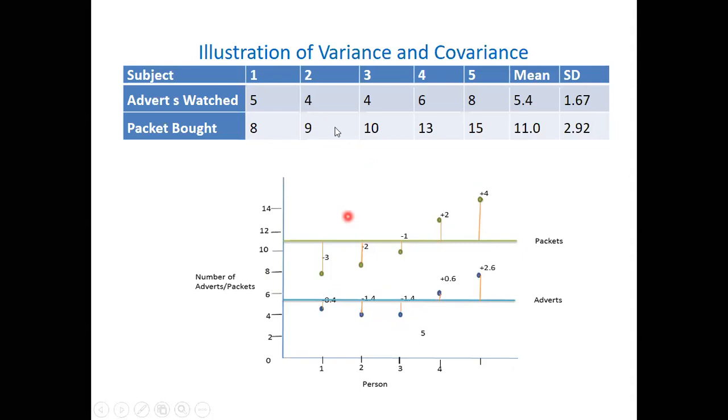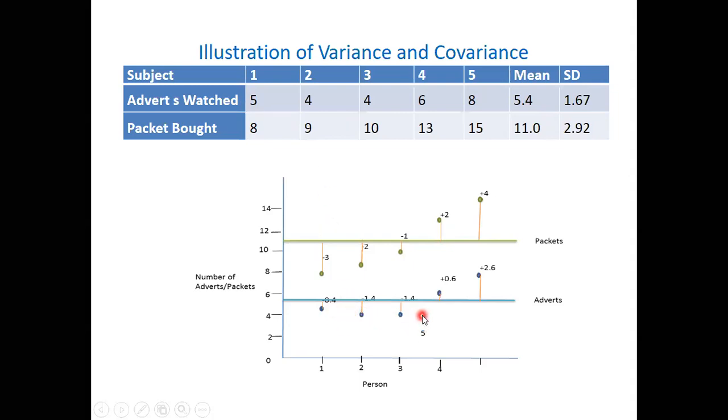So of course, for the first 3 advert watch, the values 5, 4, 4 are below the mean, which is 5.4. That is why you can see how they are below. So what you are seeing there is minus 0.4 is how they differ. The reason they carry a minus is because they are below the mean. So how do they differ from the mean? 5 minus 5.4 is minus 0.4.